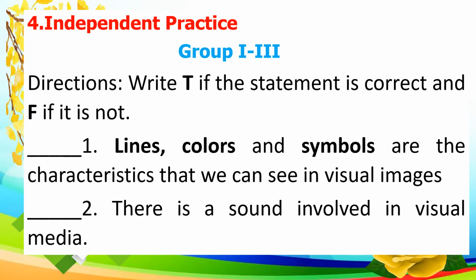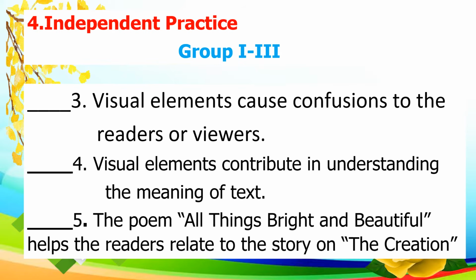Very good. Now let's have the independent practice. Of course, you're going to work with your group, but I will just read this. Write T if the statement is correct and F if it is not. So lines, colors, and symbols are the characteristics that we can see in visual images. Okay, T. There is a sound involved in visual media. No, this is F. Visual elements cause confusions to the readers and viewers. This is F. Visual elements contribute in understanding the meaning of text. This is T. The poem All Things Bright and Beautiful helps the reader relate the story on the creation. That's true. So it's T.